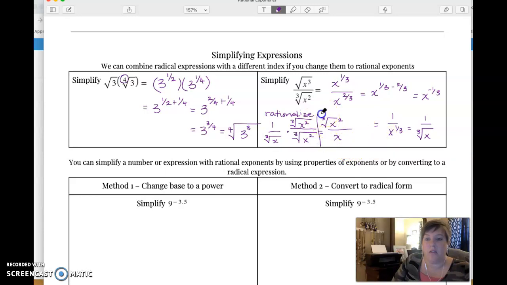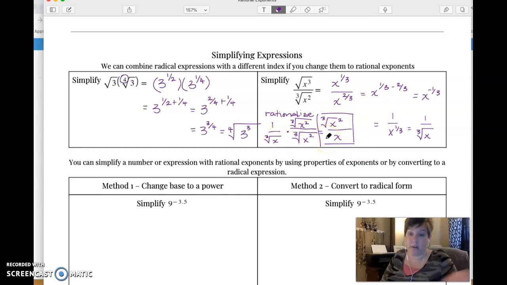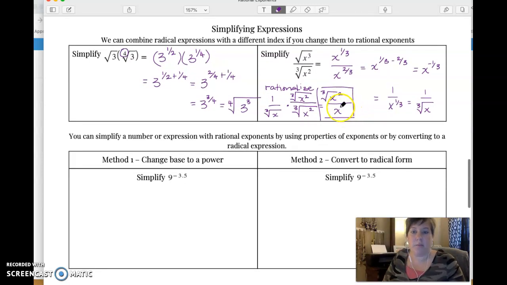So if you're ever in a position where you can't write that as a radical, you just got to think about how many more do I need to create a group together, so that I would not have to write that with a radical, and then multiply top and bottom.